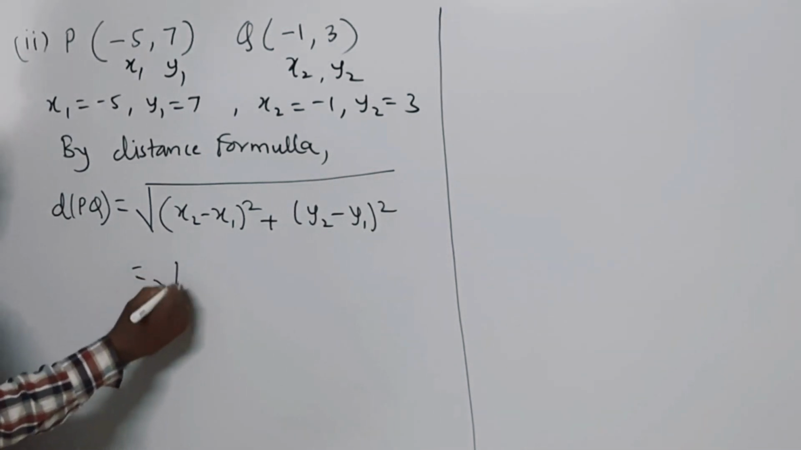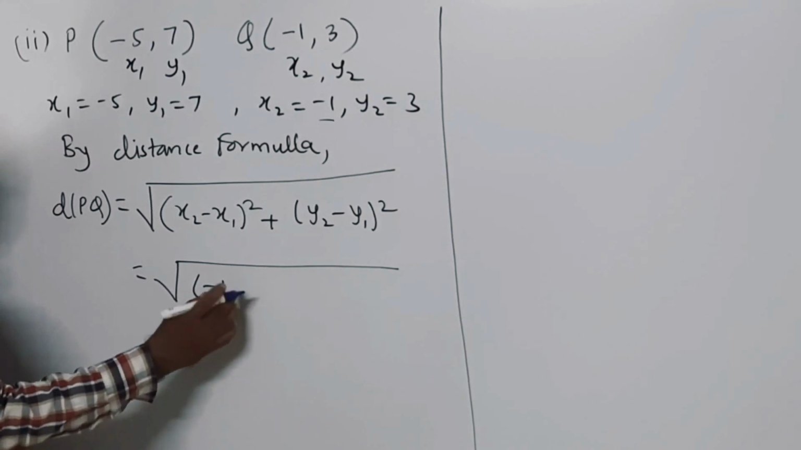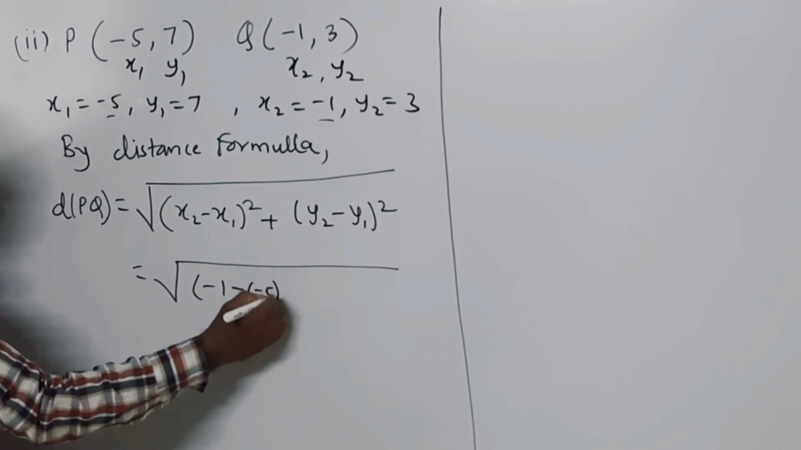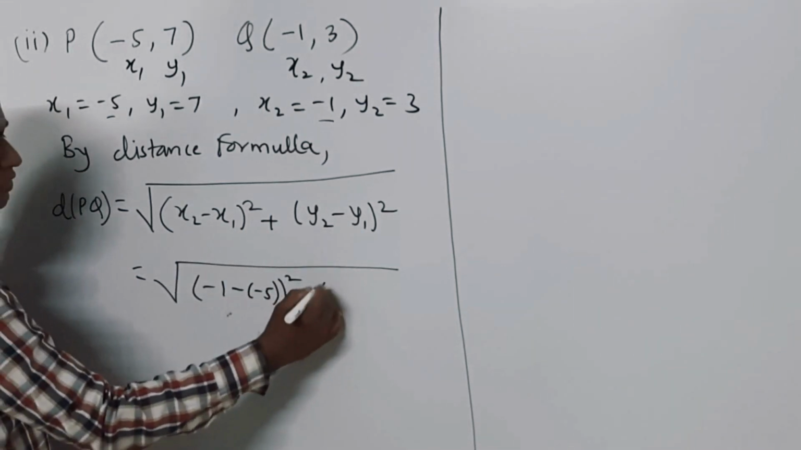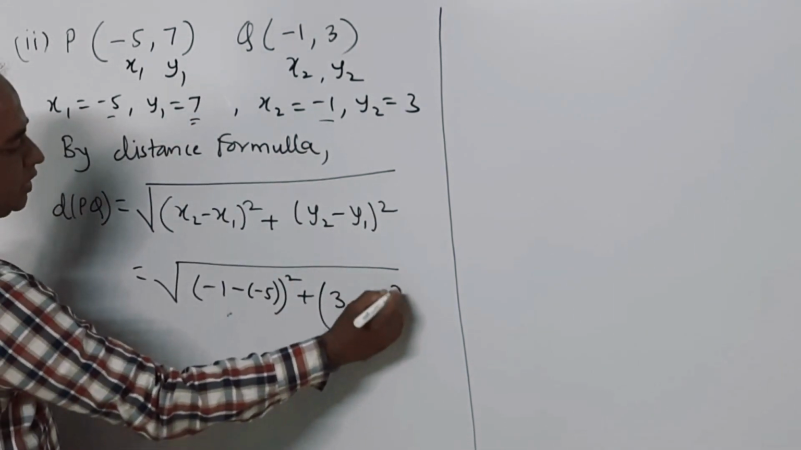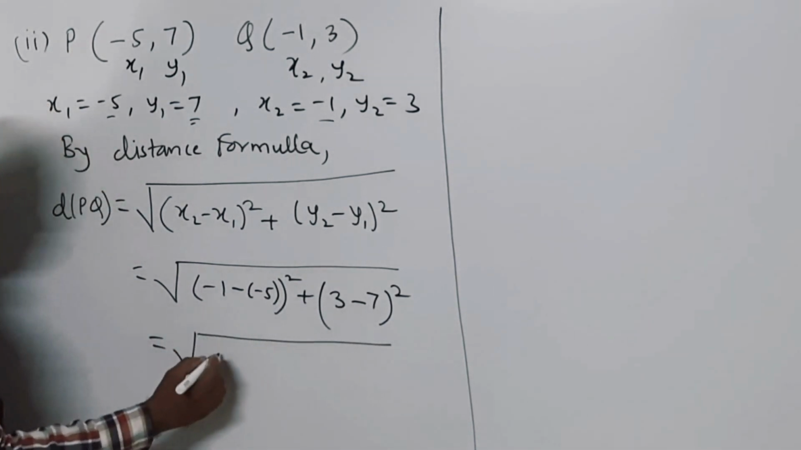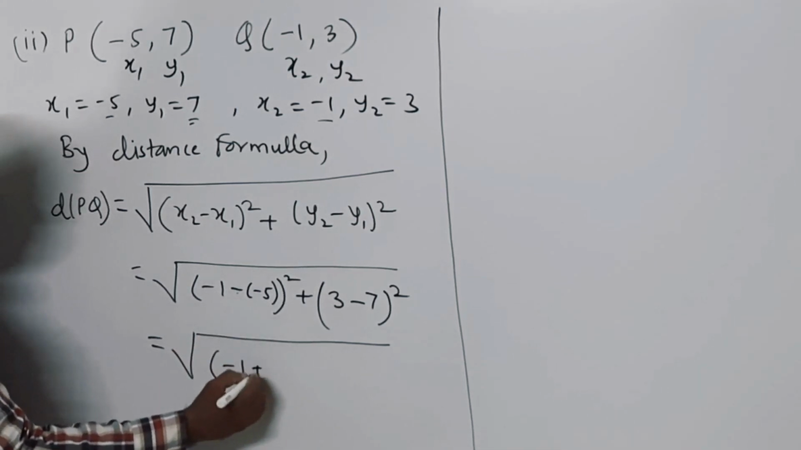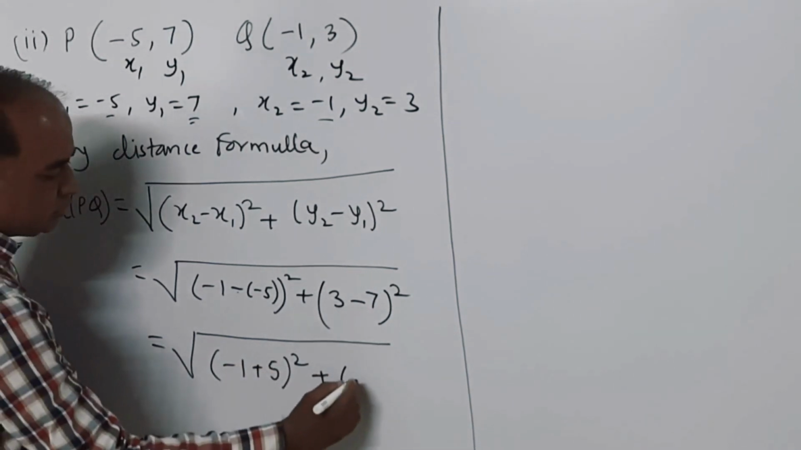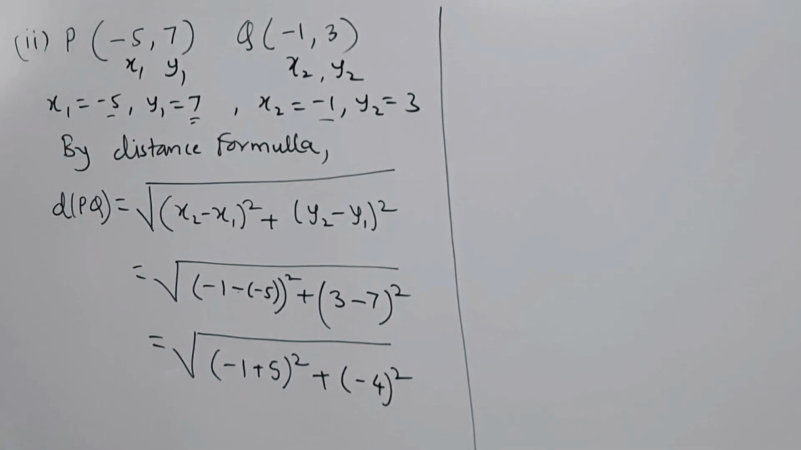Therefore square root of (x2, that is minus 1, minus x1, that is minus 5) bracket square plus (y2, that is 3, minus y1, that is 7) bracket square, which is equal to (minus 1 plus 5) bracket square plus (3 minus 7, which is minus 4) bracket square.